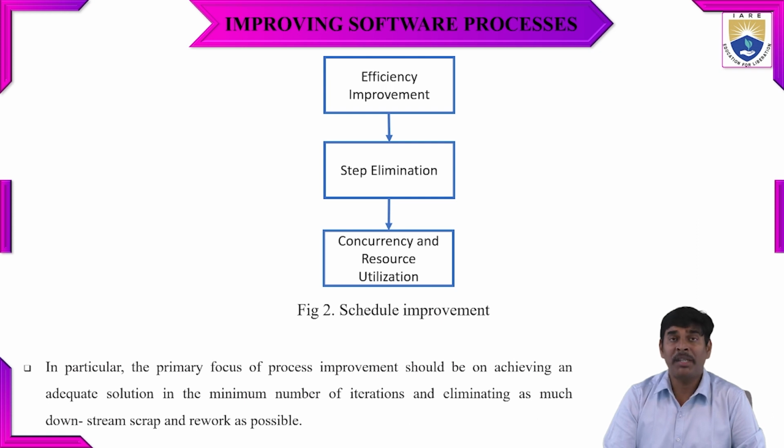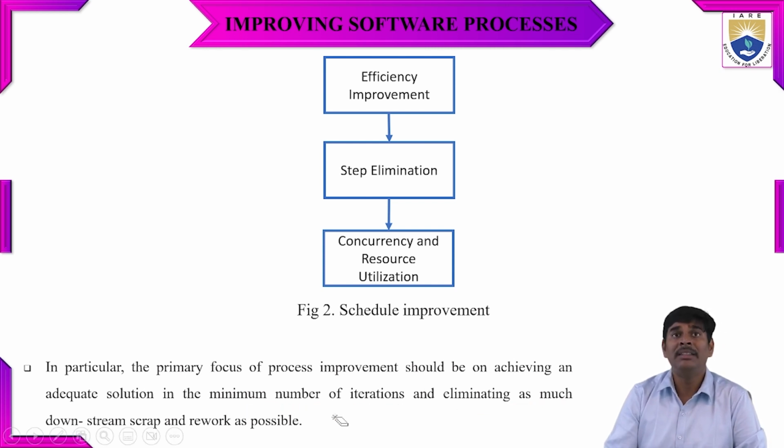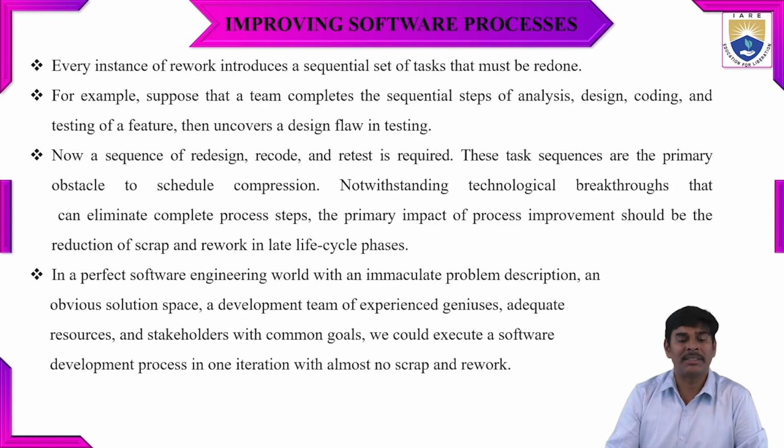Here the primary focus of the process improvement is the solutions. We need to check what adequate solutions are there, minimize the number of iterations, and eliminate the downstream scrap and rework. We need to minimize the number of iterations and reduce the scrap and rework of the data. The process improvement will happen when you minimize these iterations and the scrap and rework in the process.